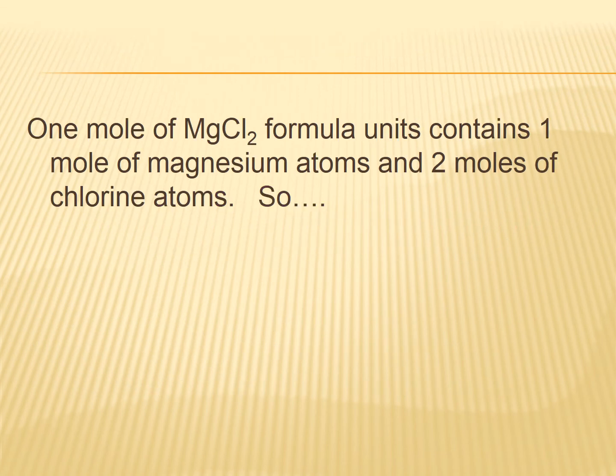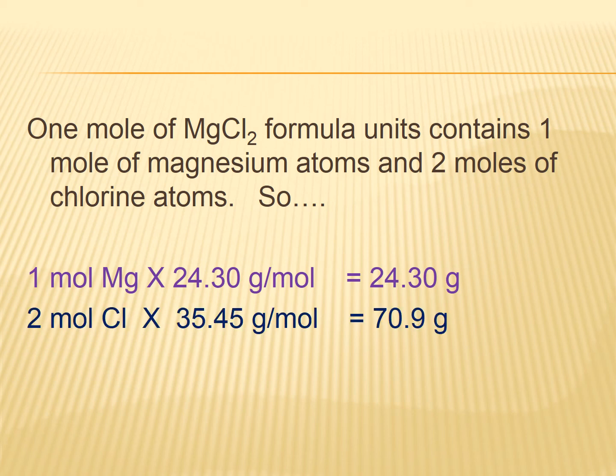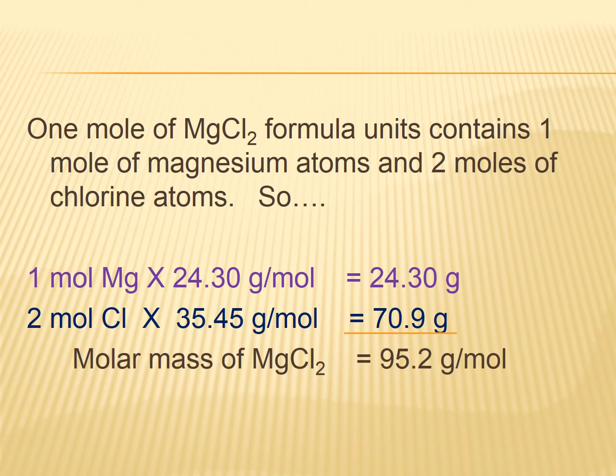All right, what if they say we have 1 mole of magnesium chloride? And they're calling it formula units. Just by looking at this chemical formula, we can see there's 1 magnesium and there are 2 chlorines. So if we have 1 mole of magnesium, if we look at the periodic table, the larger number in the magnesium box is 24.30. And we have 2 moles of chlorine. Each chlorine is 35.45 grams per mole. We're going to add those up, and that will give me the molar mass.